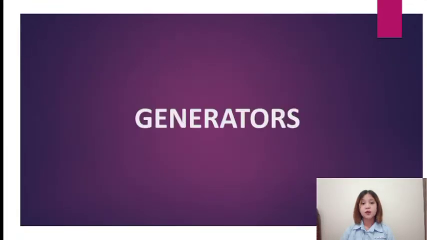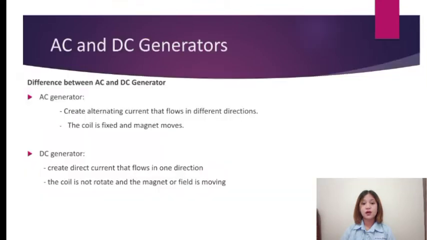So for now, we will focus on the generators. There are types of generators, the AC and DC generator, and they have differences. Both AC and DC generators use electromagnetic induction to generate electricity, but they have different processes. In AC generators, we know that a generator is a machine that converts mechanical energy to electrical energy. But the energy in an AC generator is created in the form of alternating current that flows in different directions.